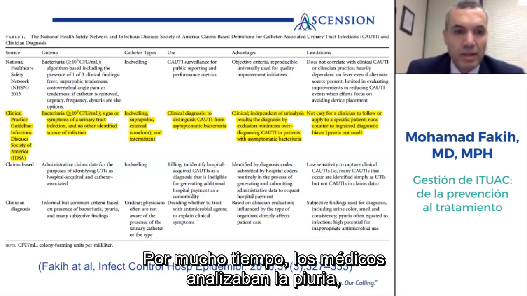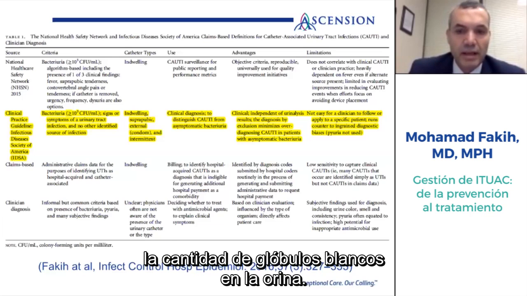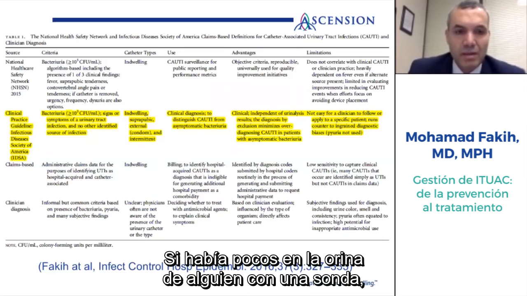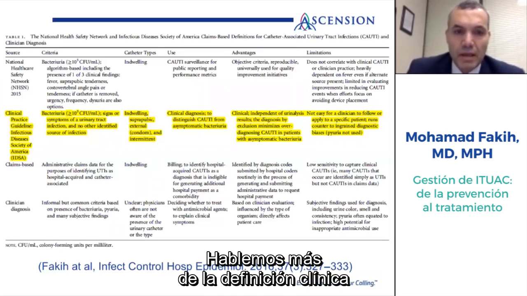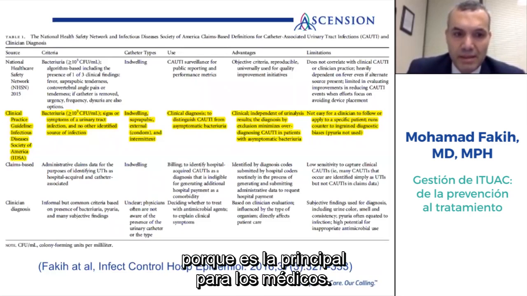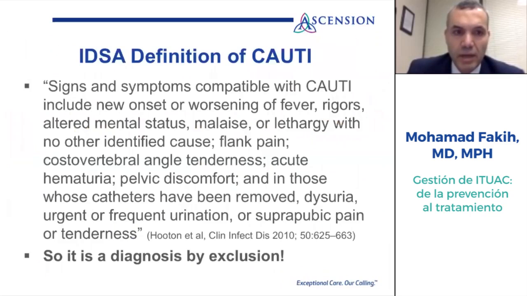For the longest time, physicians looked at pyuria, how many white cells they have in the urine, and said, okay, there's a lot of white cells in the urine of someone who has a catheter, so this means it's a UTI, which is really not true. So I'll talk a little bit more about the clinical definition, because I think this is the main one that physicians look at.